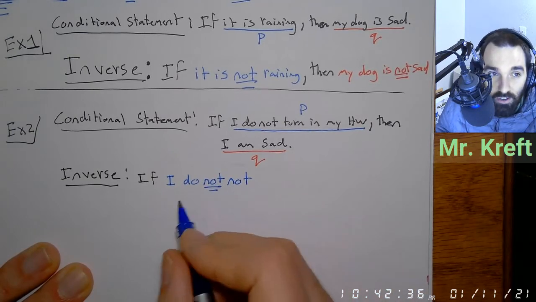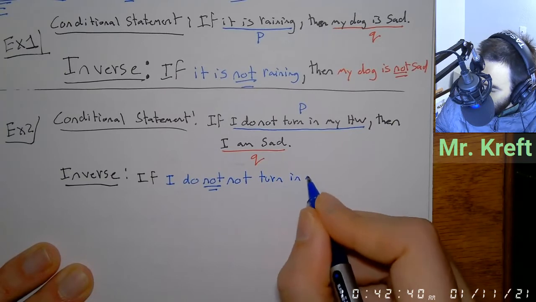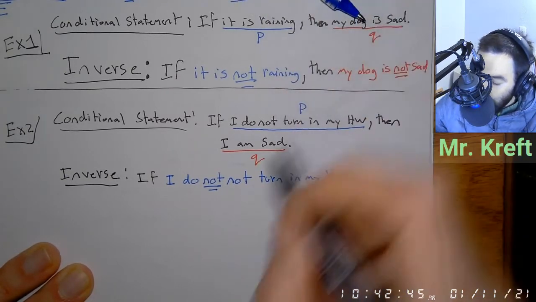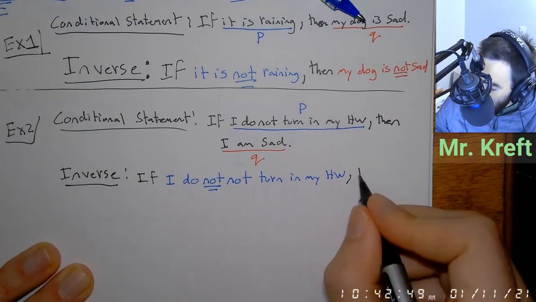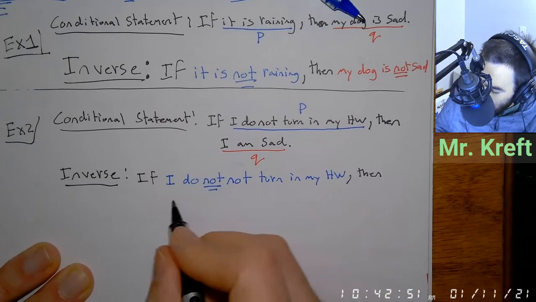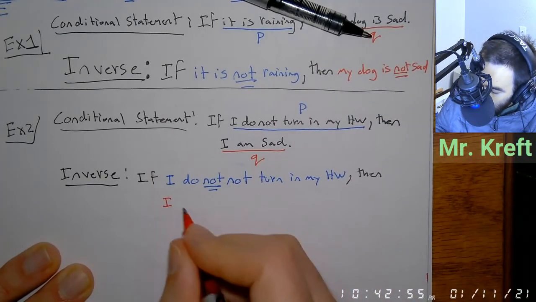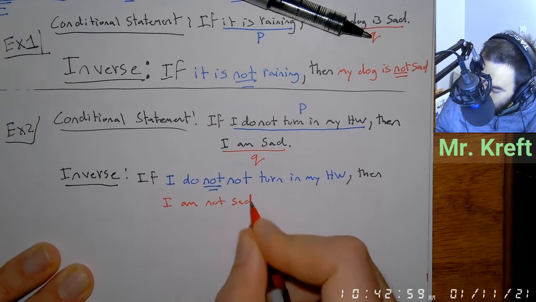So I'm going to add in a new not. So I do not turn in my homework. See how I have a double not now? Then I am not sad.